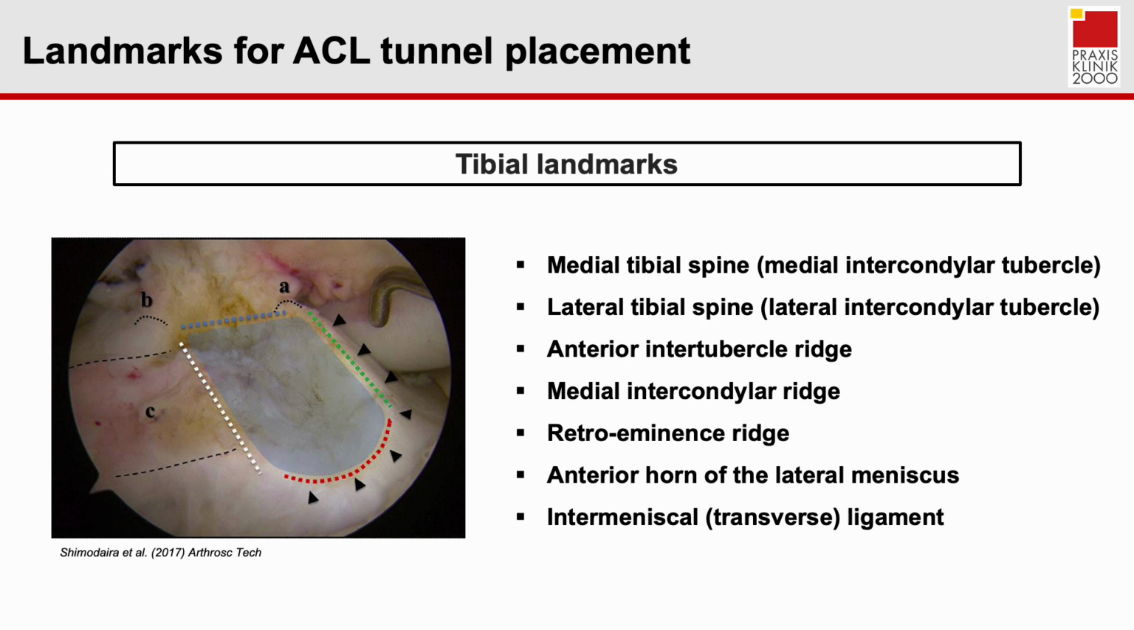So let's move on to the tibial landmarks. Those are the medial and lateral tibial spine or intercondylar tubercle, the anterior intertubercle ridge, the medial intercondylar ridge, the retroeminence ridge, the anterior horn of the lateral meniscus, and the intermeniscal or transverse ligament.